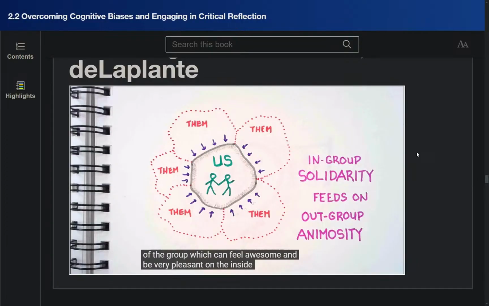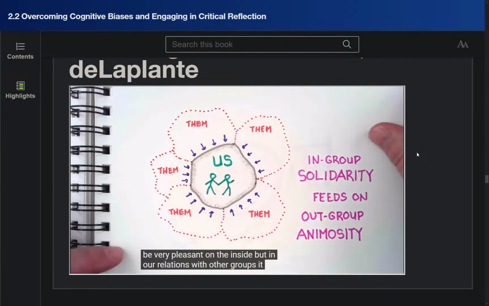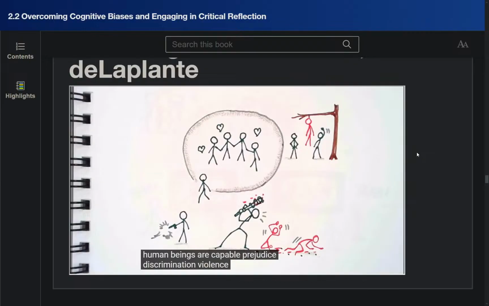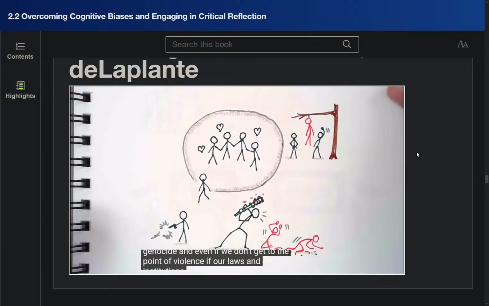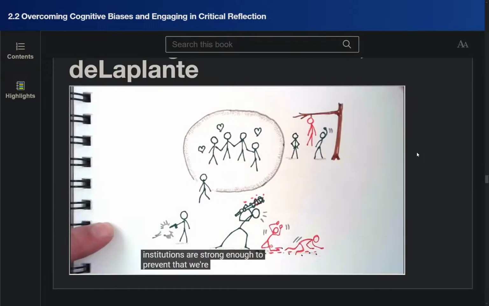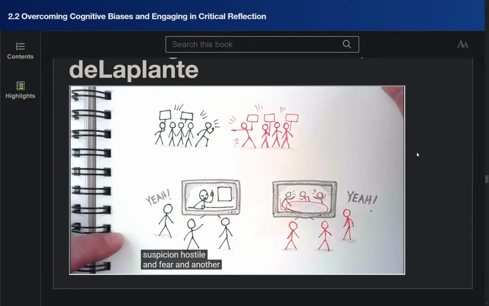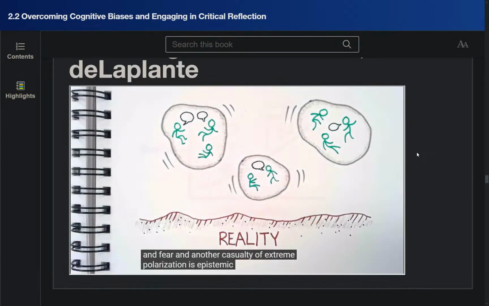But in our relations with other groups, it can lead to the worst behaviors of which human beings are capable: prejudice, discrimination, violence, atrocity, genocide. And even if we don't get to the point of violence, if our laws and institutions are strong enough to prevent that, we're still left with a public culture where our in-group, out-group relationships are dominated by suspicion, hostility, and fear. And another casualty of extreme polarization is epistemic, when we cut ourselves off from other points of view and only look to our tribe for guidance on what to believe and who to trust.